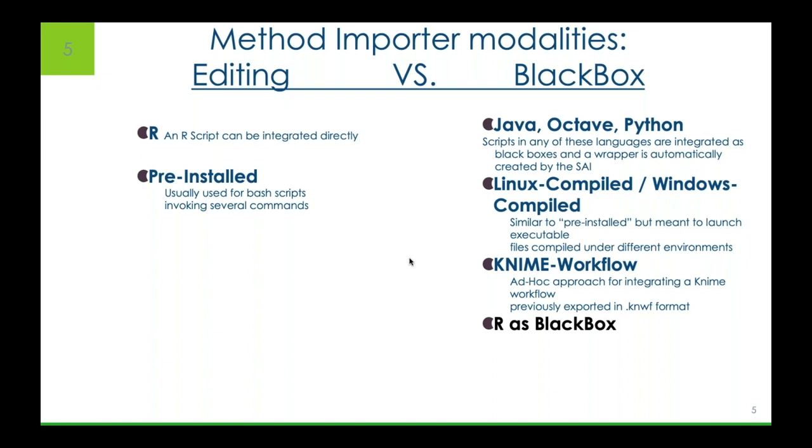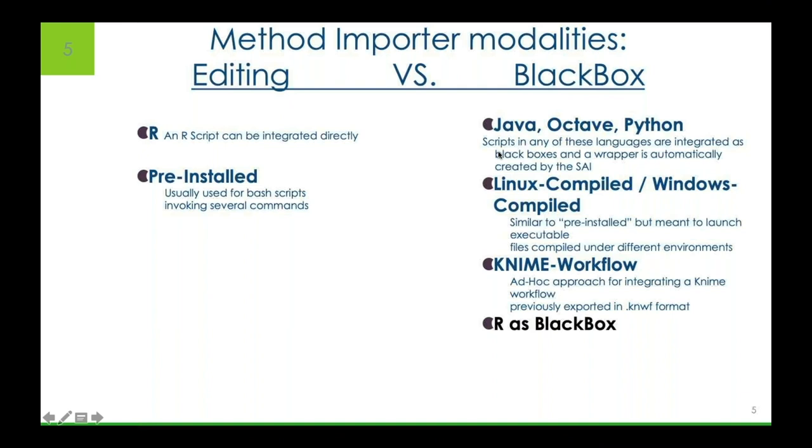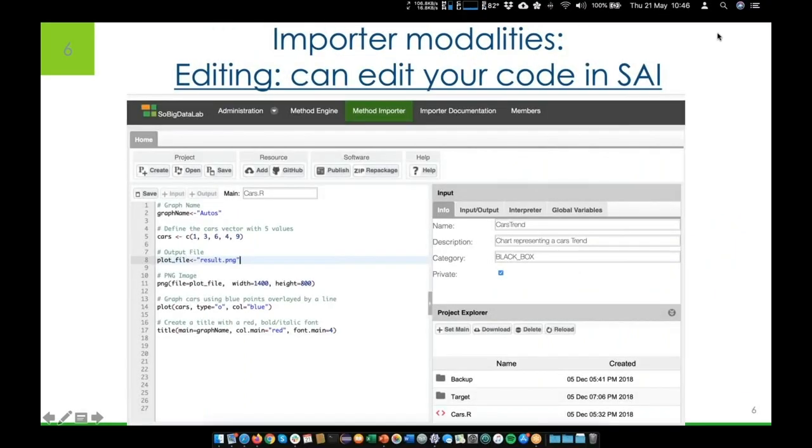Let's talk about the modalities. There are two modalities that you can use to import your algorithm, your method. The editing modality means that you can type your code directly in the tool. In this case, we support only R and pre-installed languages, for instance, bash scripts. Otherwise, you import them as black boxes. So a script in any of the languages on your right is integrated as a black box, and you will see that you define what the input parameters and the output parameters are.